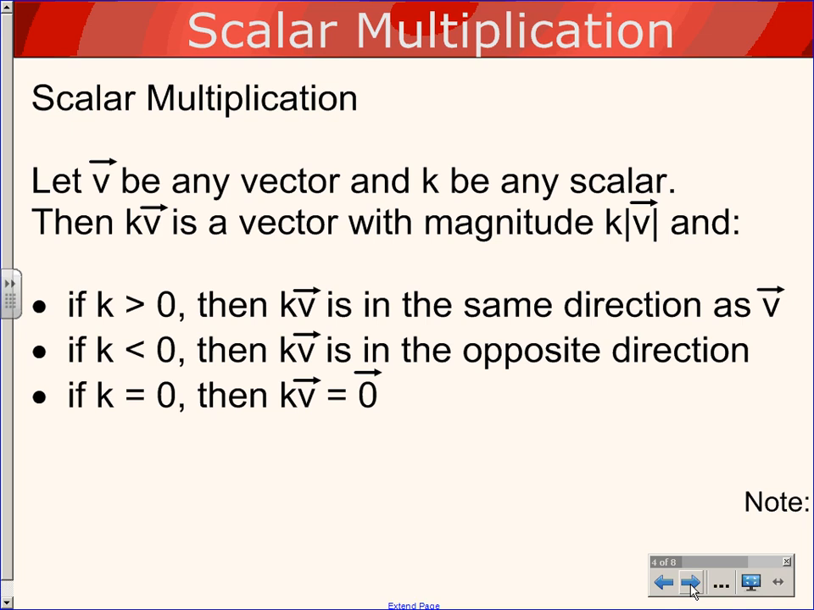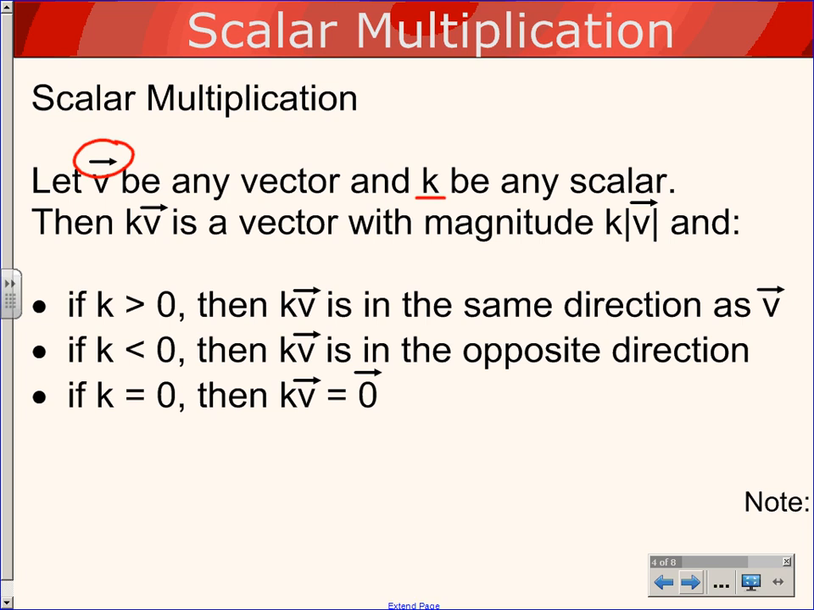This is sort of a few of the official rules. I don't think anything here will surprise you too much, but this is more of the official stuff that we need to make sure that we have down. It says let vector V be any vector and K be any scalar. And just notice the notation. For vector V, I've got the arrow on top, whereas for the K there isn't. K is just a number.